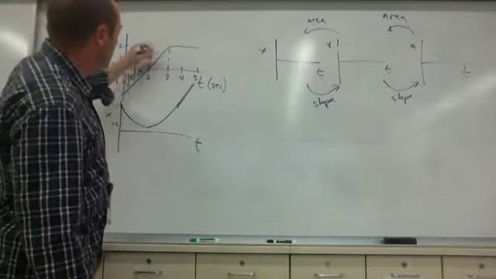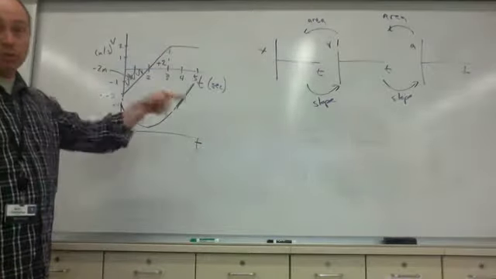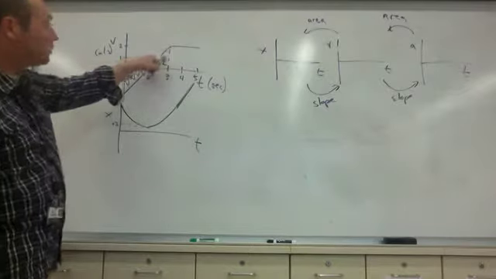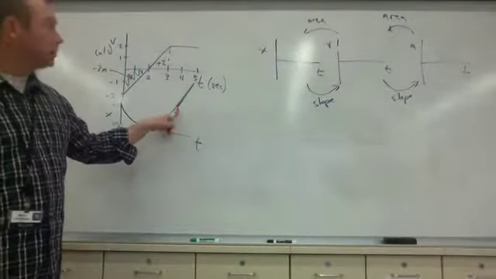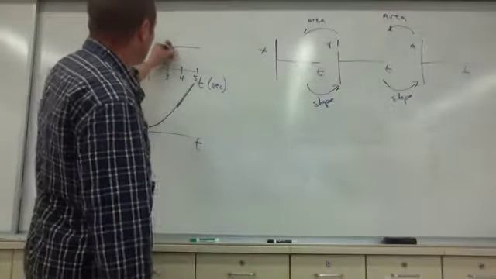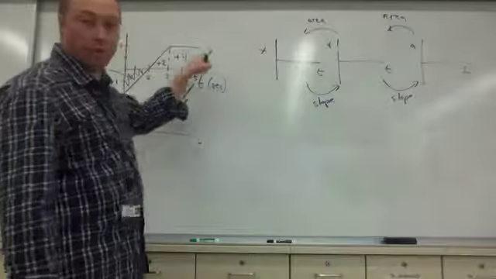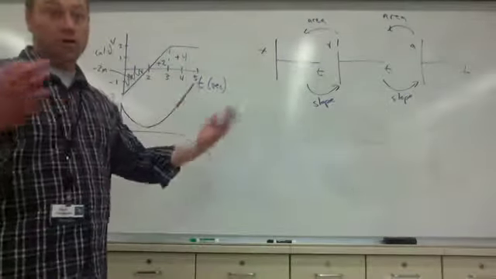Then this piece is +2, so I walk 2 meters forward. I walk 2 meters backwards, I walk 2 meters forwards, and I am back at my starting point right here. Then for this last piece, it's 2 times 2, so that's +4, so I would walk 4 more meters forward. Hopefully that makes sense.